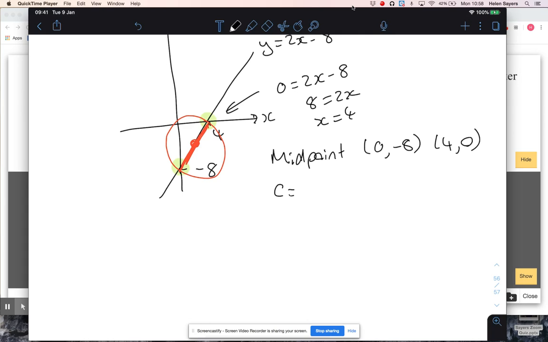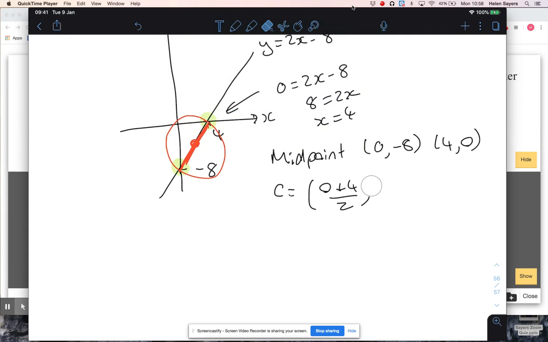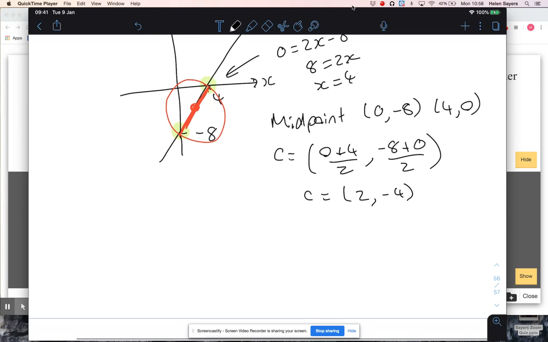So the center of the circle, my x coordinate will be 0 plus 4 all over 2. And my y coordinate will be minus 8 plus 0 all over 2. So that gives me a centre of 4 over 2, minus 8 over 2. Okay, so there's the centre of my circle.